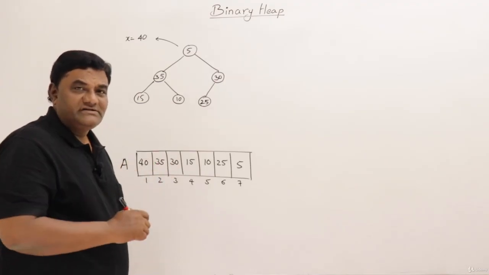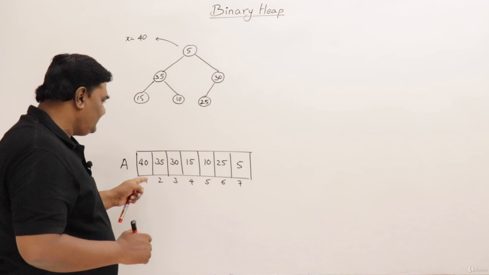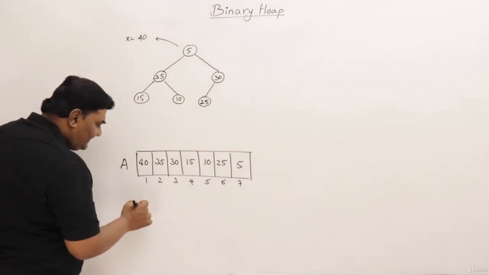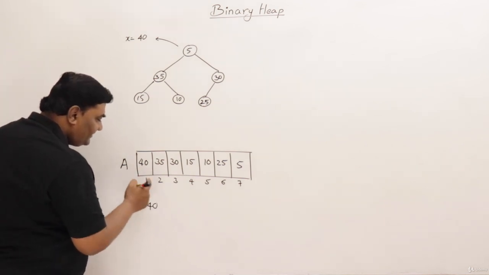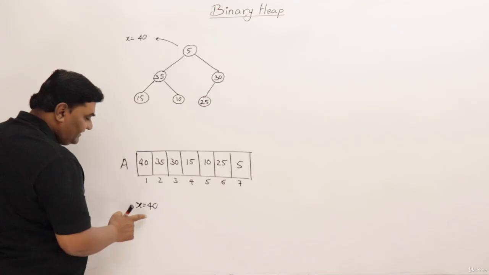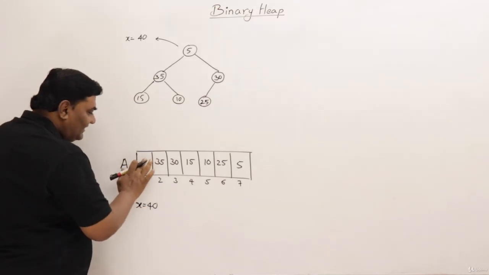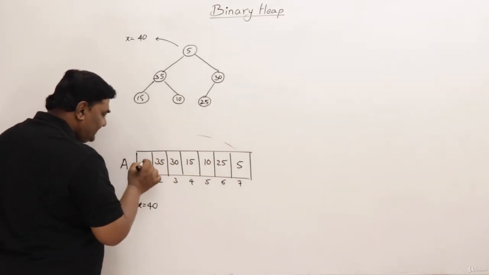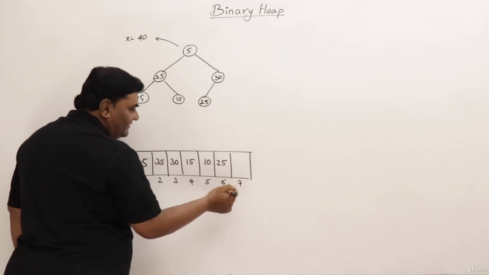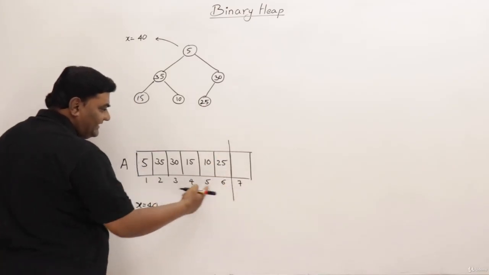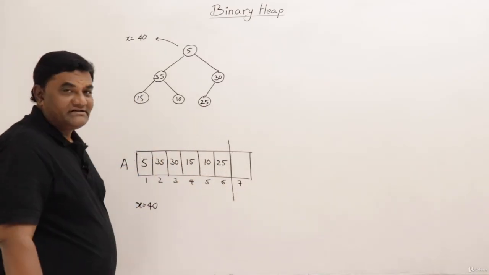Before showing you how to adjust the element, let us do the same thing in an array. I will take out this value 40, that is root, the very first value. It is at index 1, stored in variable x. And I will bring this 5 at this place. So 5 is copied here. Now heap is till index 6. The 7th location is empty.